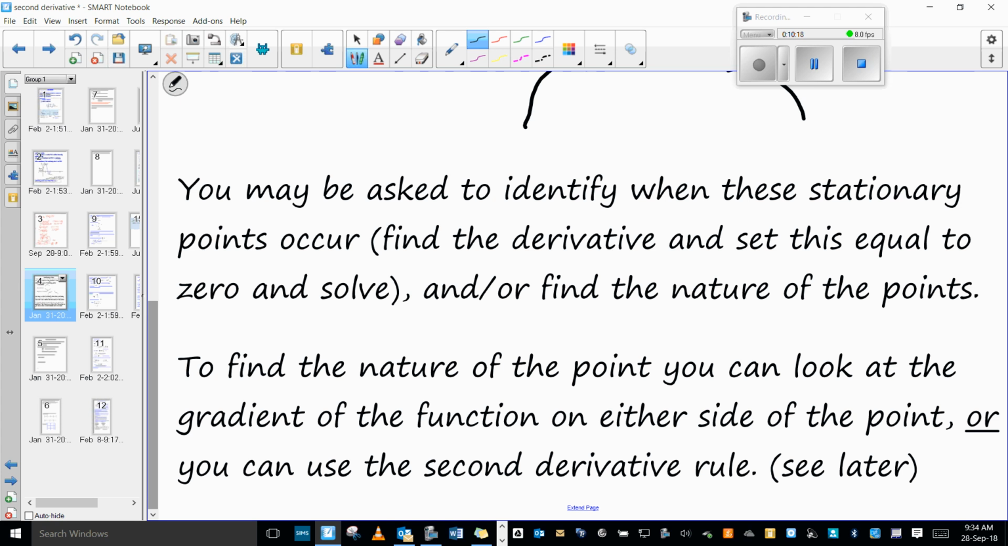So that's finding where they are. So we're going to have 1, 2, 3, however many values of x where those stationary points are. But they also may ask you to find the nature of the point. Now what that means is, is it a maximum point, is it a minimum point, or is it a point of inflection? If it's on the calc paper, you can always sketch the function and have a look at it. And you can draw a sketch of what you can see on your calculator screen, and you can identify it that way. Otherwise, you have to do something more specific, and we'll talk about this.